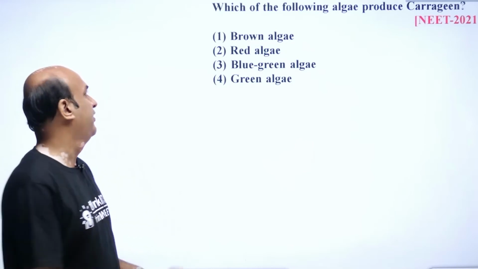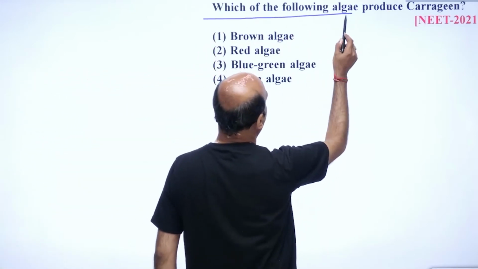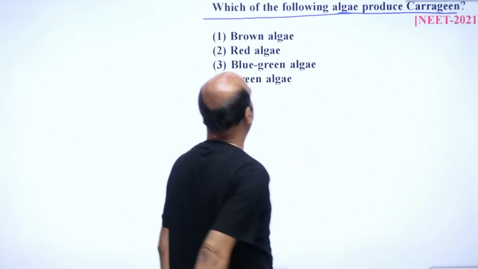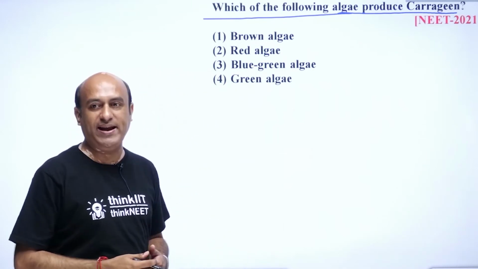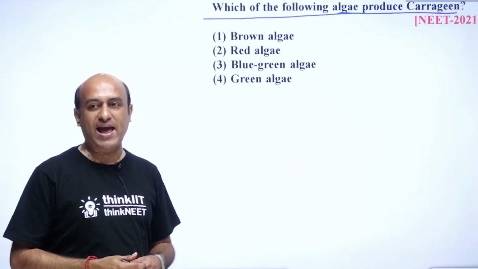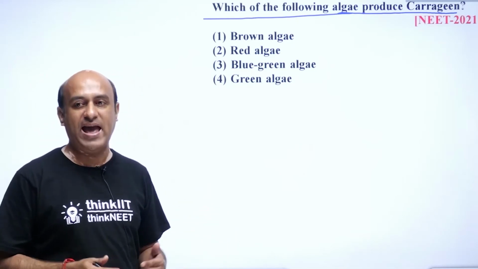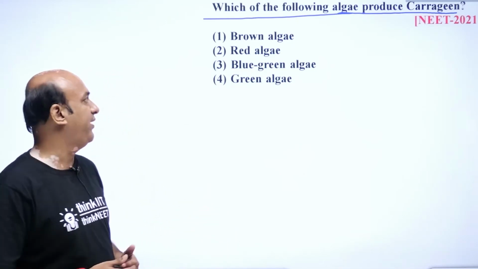Now student, let us come to the next question. Here the question is, which of the following algae produce carrageen? Here the options are option number 1 brown algae, option number 2 red algae, option number 3 blue green algae, and option number 4 green algae. So student, here which option is the correct one?